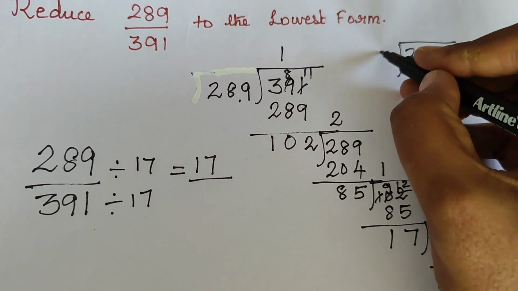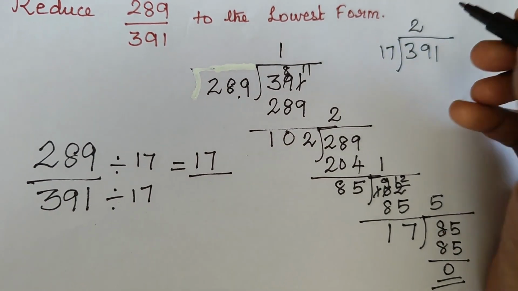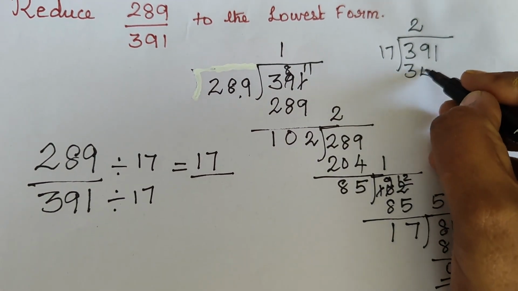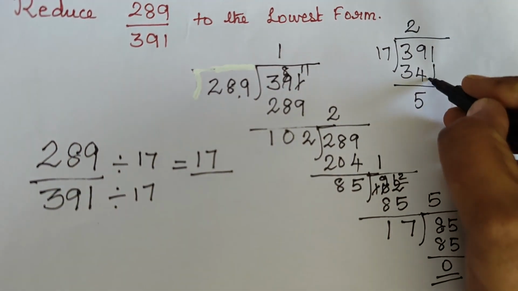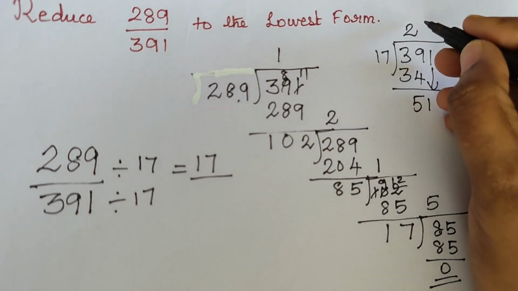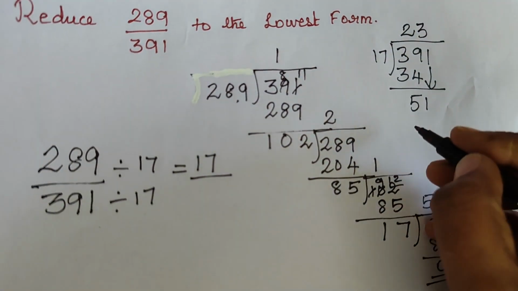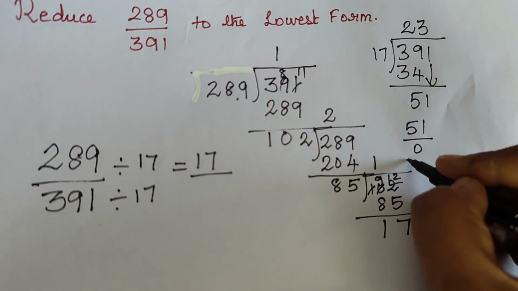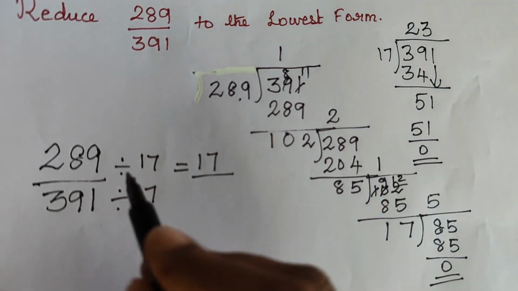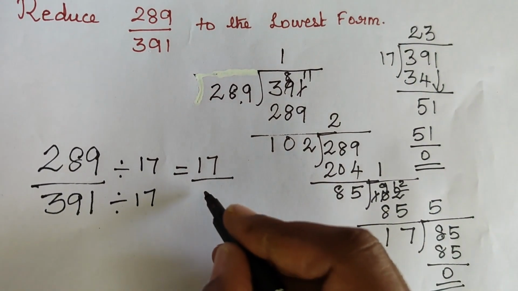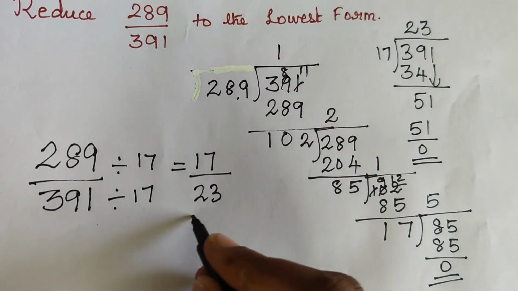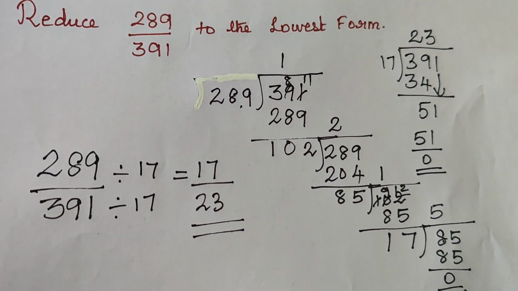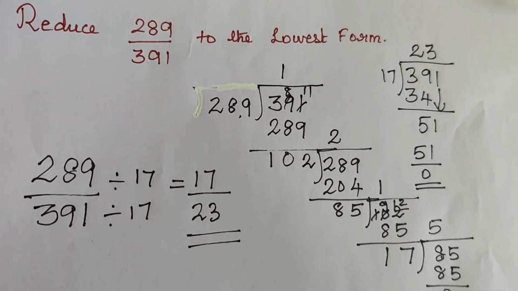391 divided by 17: 2 times 17 is 34. 39 minus 34 is 5. Bring down 1, making 51. 17 goes 3 times, 3 times 17 is 51, remainder 0. So 391 divided by 17 is 23. So the lowest form is 17 by 23.